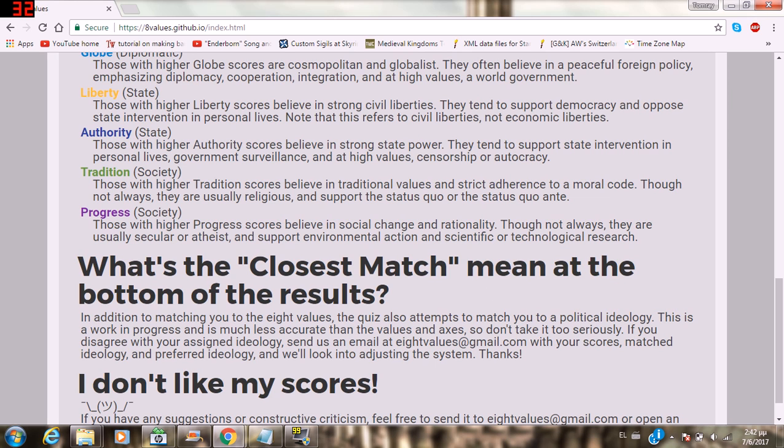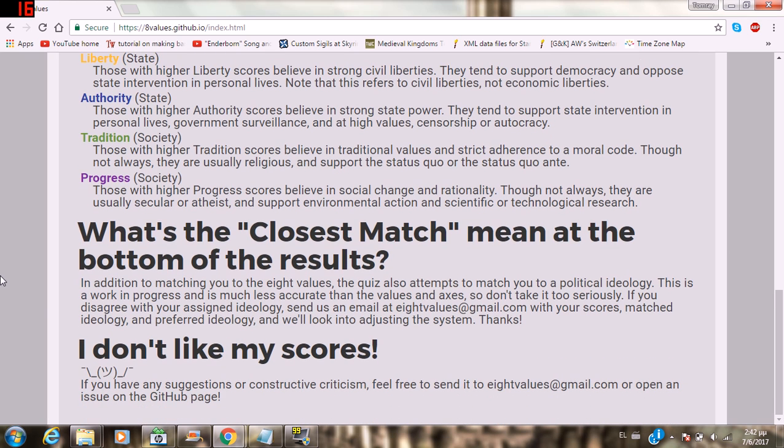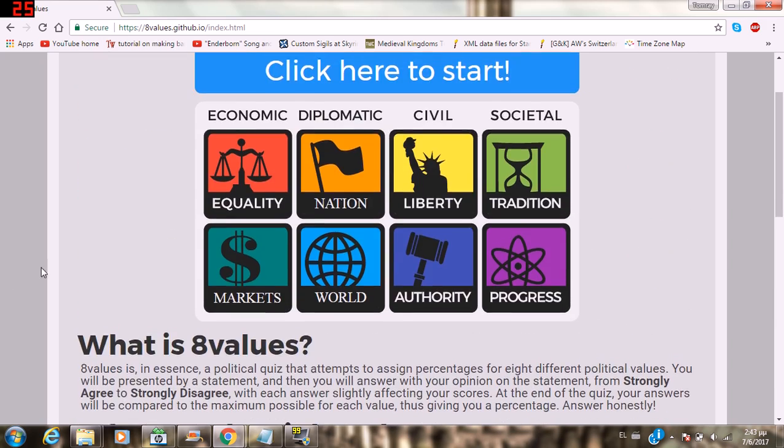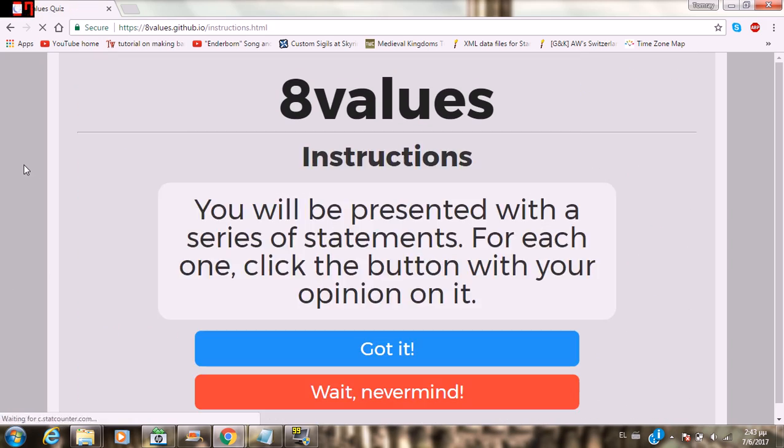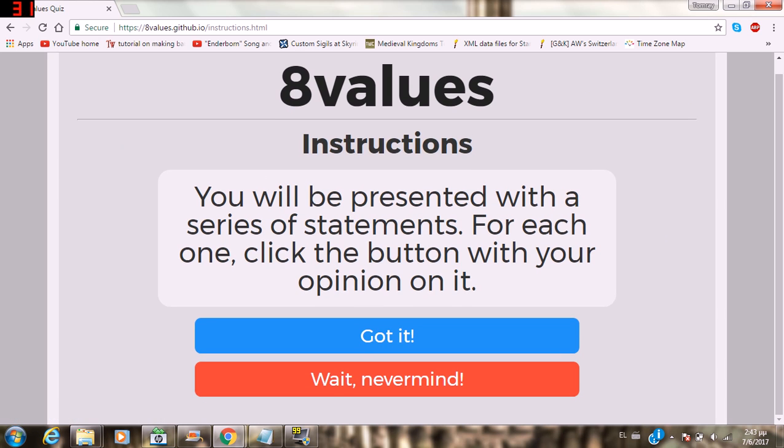What's the closest match thing? Oh yeah, they attempt to match you to a political ideology, but this is a work in progress and is much less accurate than the values and axes, so don't take it too seriously. Okay. Alright folks, so let's begin. You'll be presented with a series of statements. For each one, click the button with your opinion on it.